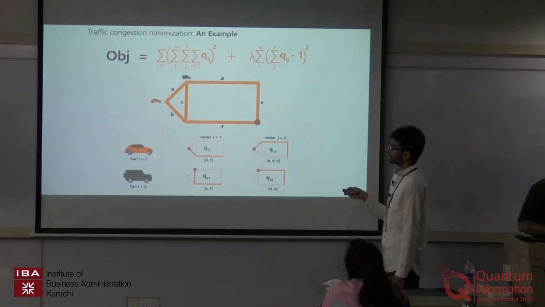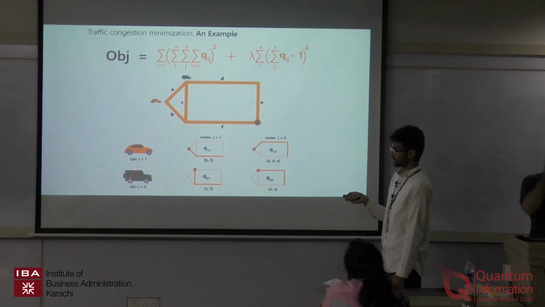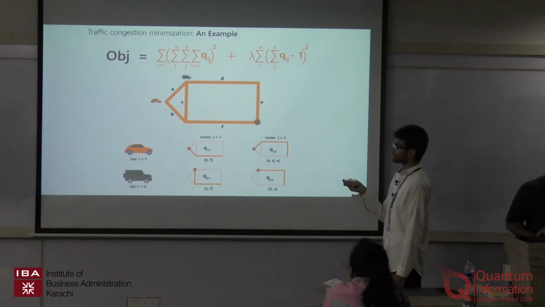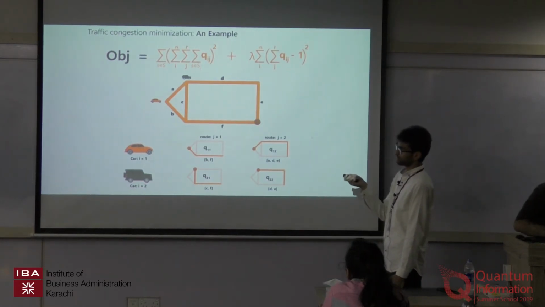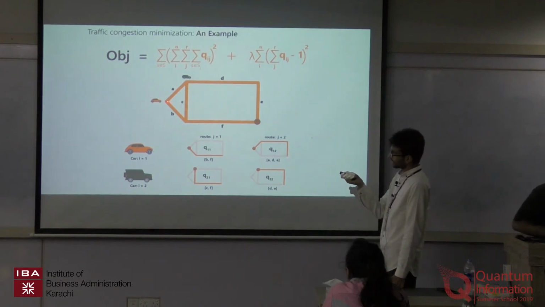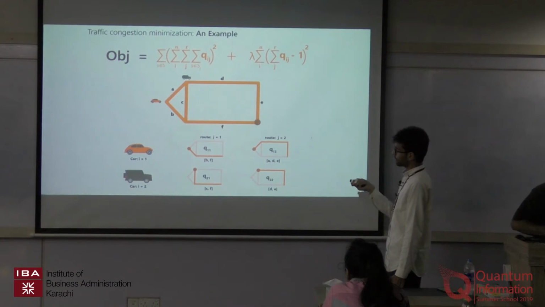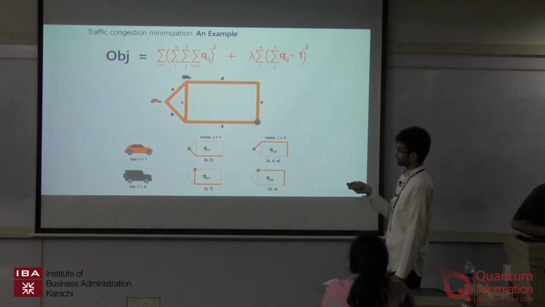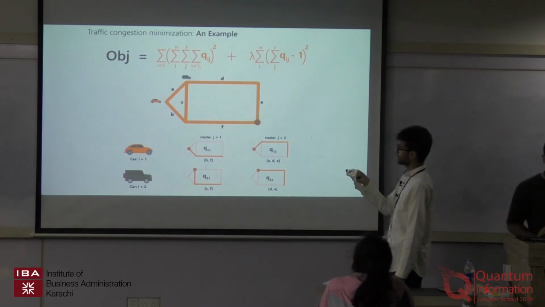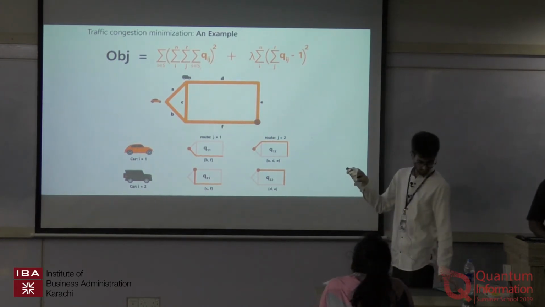So the first thing that we do is label our cars. This is the car i equals 1 and this is the car i equals 2. And then j represents the routes for each of the cars. So this car can take this route or it can take this route. These are the routes for the orange car, and then these are the routes for the gray car. It can take this route or this route to reach this destination.